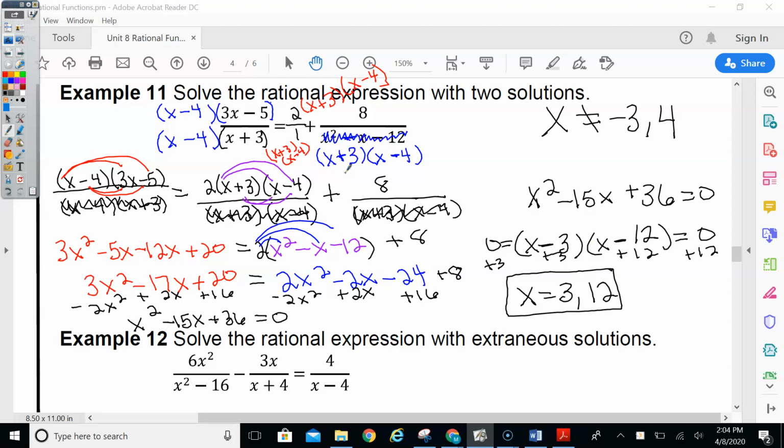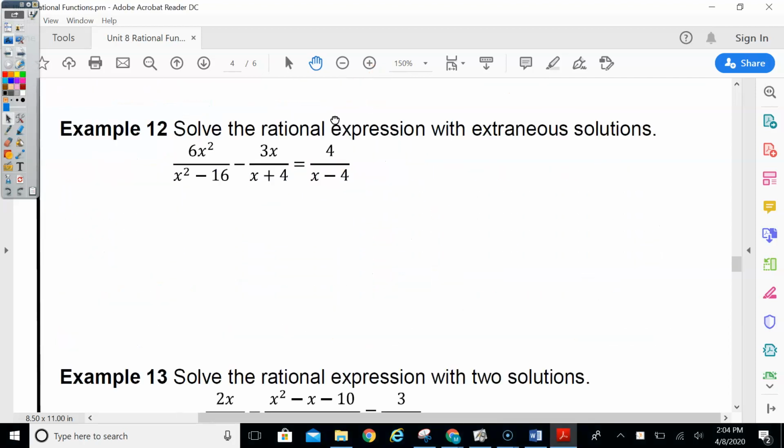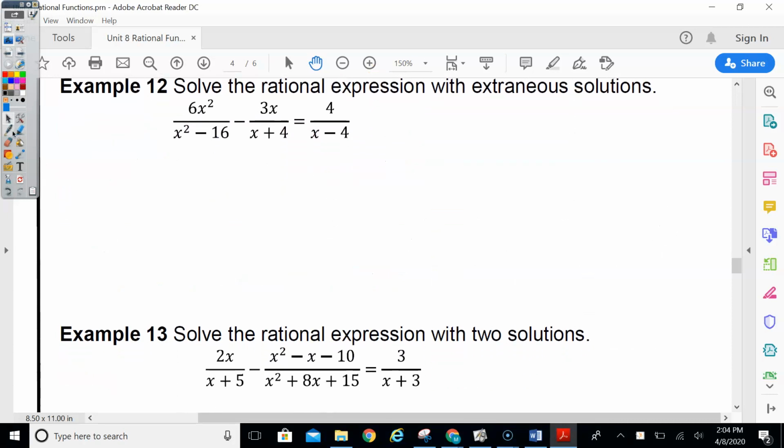Okay, so notice this thing says solving a rational expression with two solutions. So both the answers that we get are going to work out. But for number 12, this one's going to have extraneous solutions, which means one or both of the answers that we get might not work because they're excluded values. So looking at number 12, again we have to factor first. Well, let's start with the excluded values.